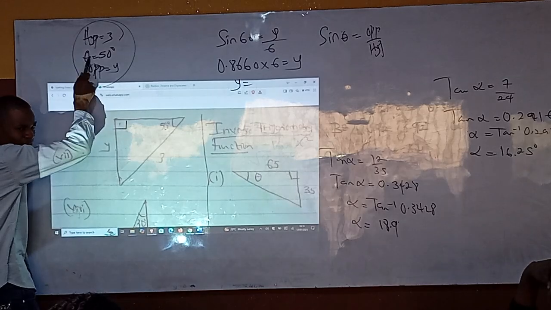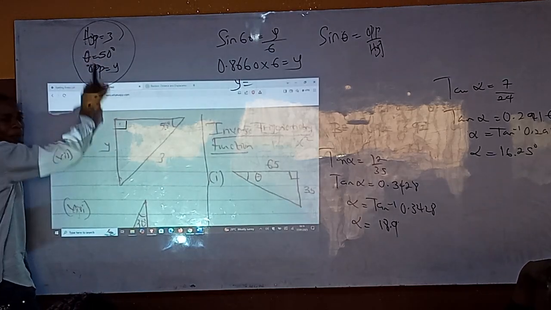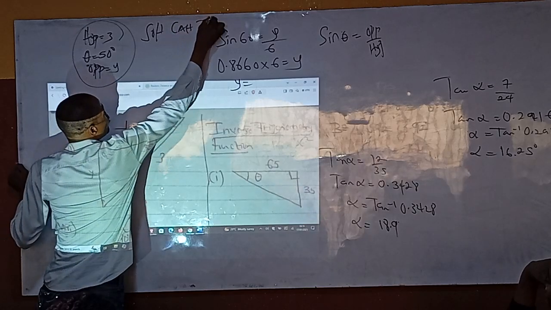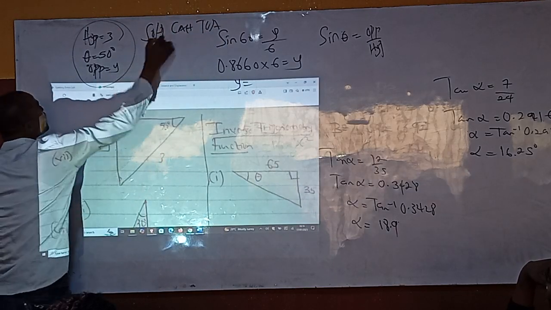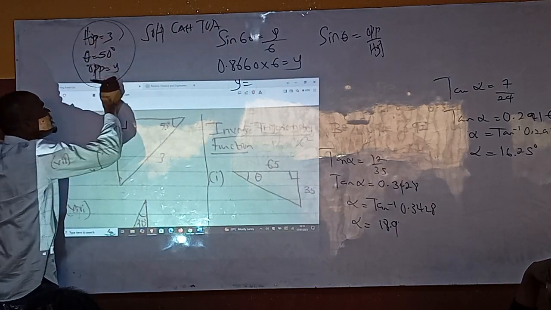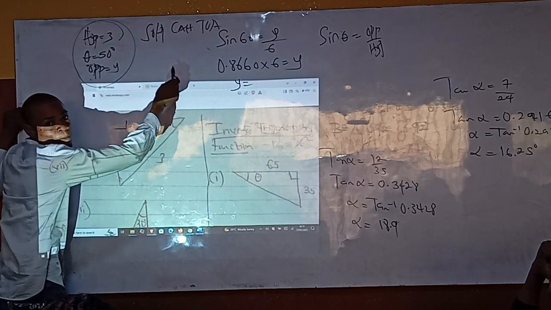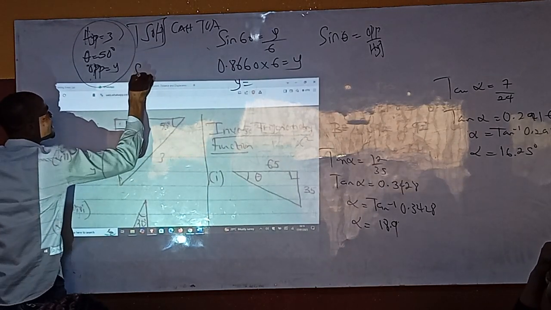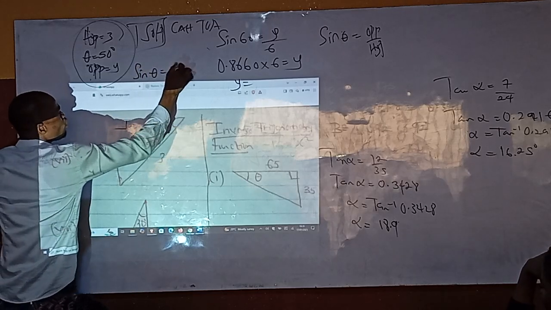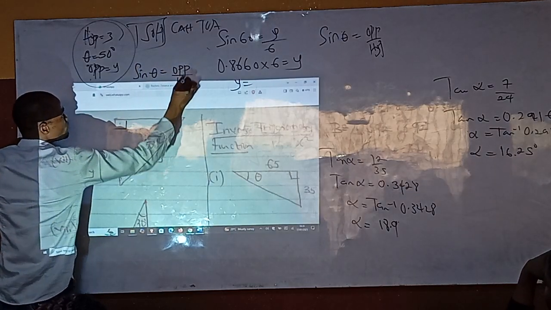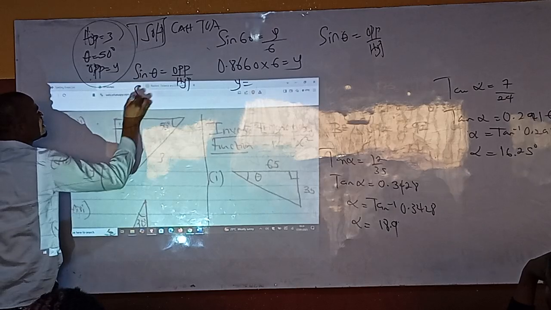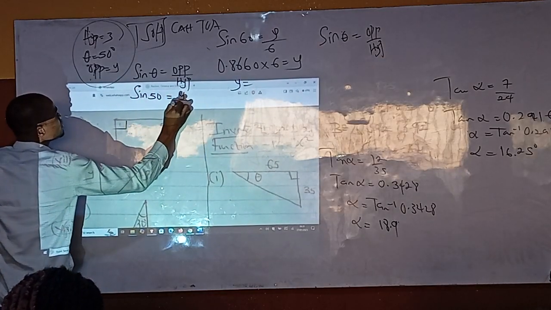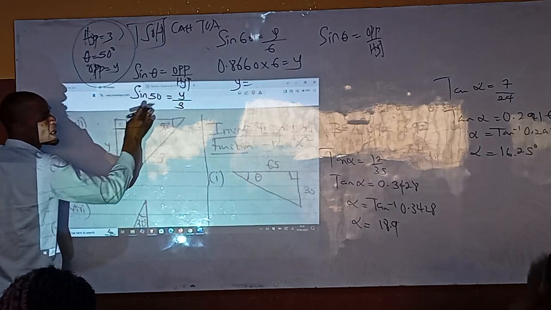Sure, all the formulas have theta, but not all the formulas have this combination. In my formulas, the one that has this combination of hypotenuse and opposite is sine. Sine theta equals opposite over hypotenuse. Theta is 50 degrees. Sine 50 degrees equals opposite y over hypotenuse 3. Cross multiply.